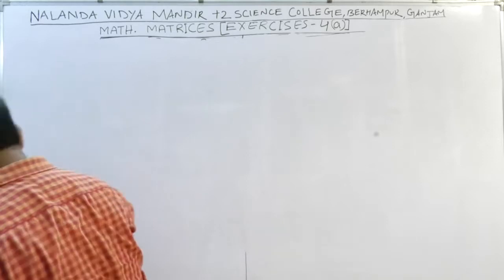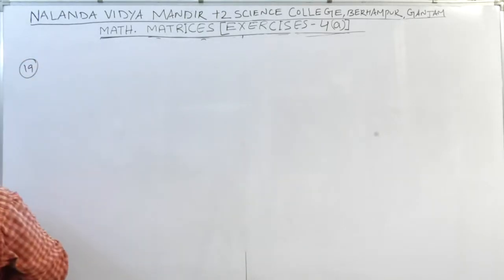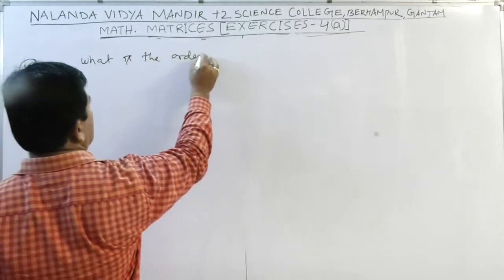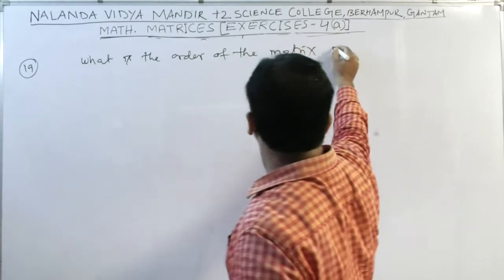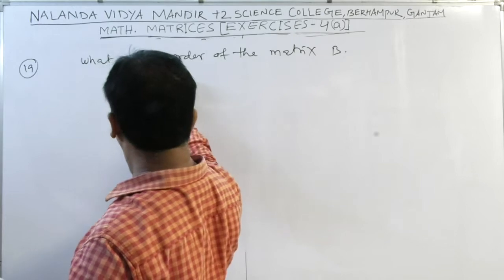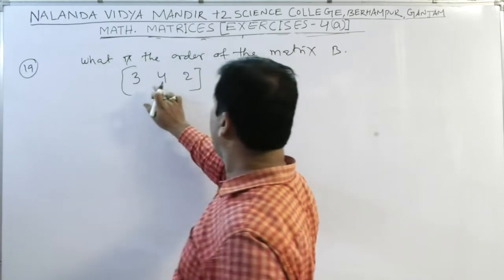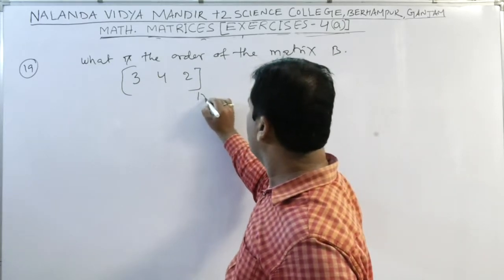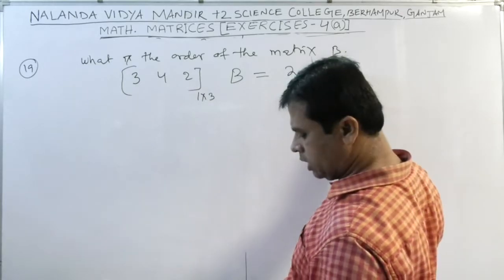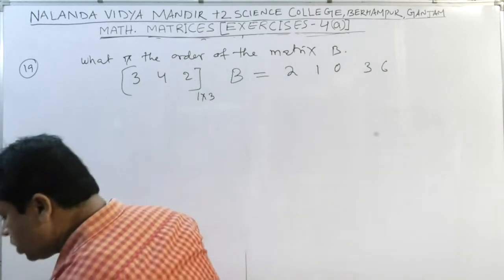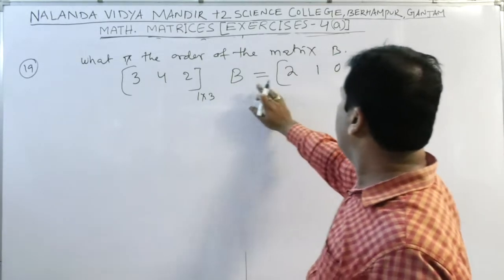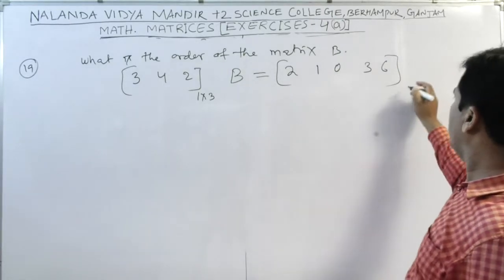Next question is 19. What is the order of the matrix B? If we multiply the matrix 3, 4, 2, whose order is 1 cross 3, with the B matrix, we get the matrix 2, 1, 0, 3, 6. This question says, what is the order of matrix B? If we multiply this matrix with B, we get this matrix, whose order is 1 row and 5 columns, 1 cross 5.